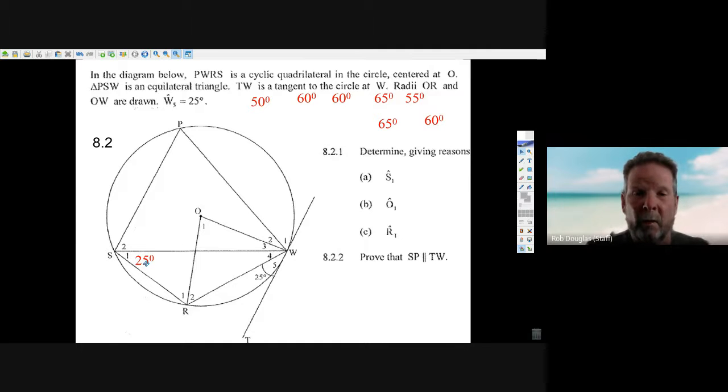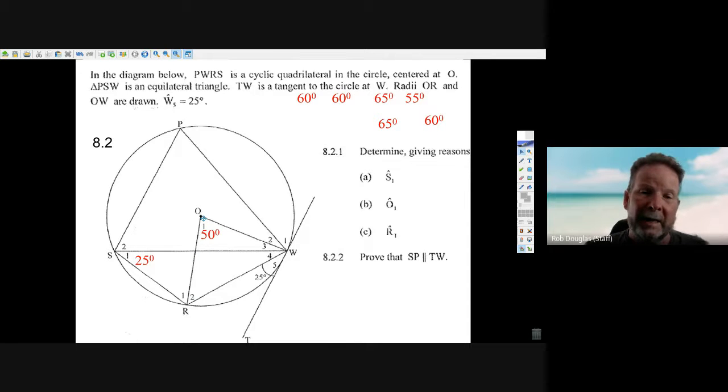O1, well, this is an angle at the circumference, and this is an angle at the center, and the angle at the center is 2 times the angle at the circumference. So you say O1 is 50 degrees for another 2 marks, because the angle at the center is twice the angle at the circumference. Now they say determine R1. Ooh, that's going to take a little bit more work.